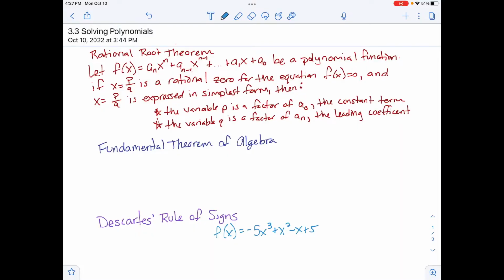Okay, so now we're actually going to solve polynomials, but I'm not going to give you one of the factors. We're going to have to figure that out on our own. So there's a couple different theorems and rules that we need to learn before we do this.